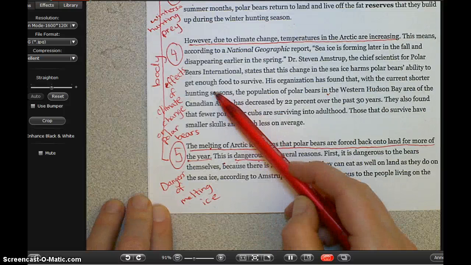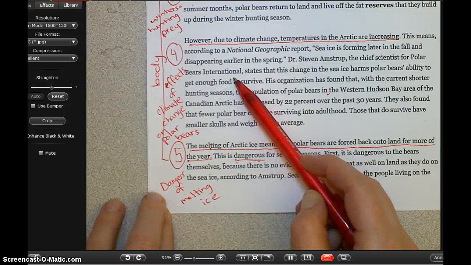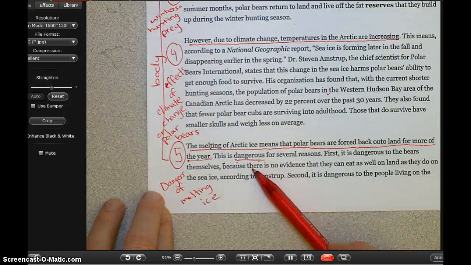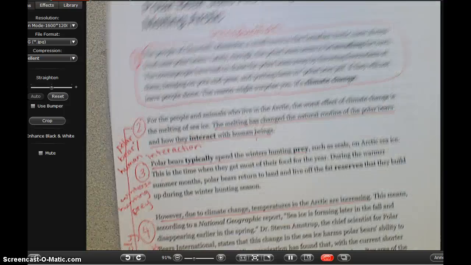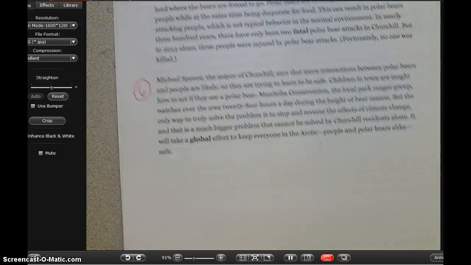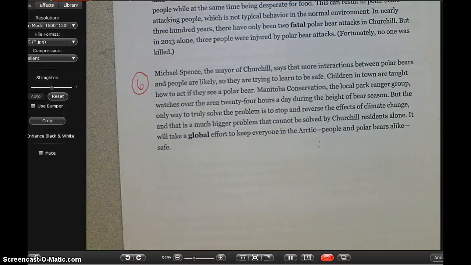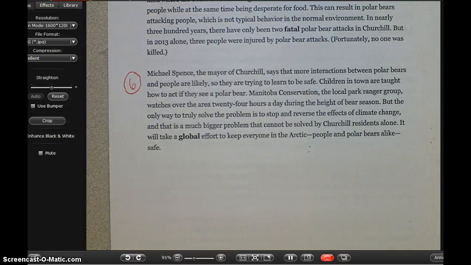Paragraph 4 is the effects of climate change, and paragraph 5 is also the effects of climate change. So I'm seeing that this whole article is talking about the negative things that are happening to polar bears and humans because of climate change.